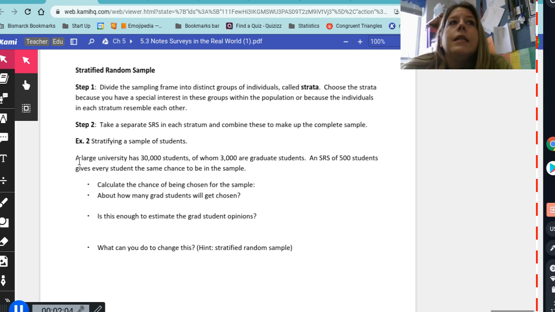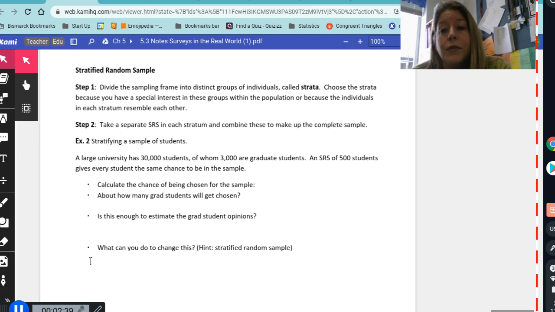50 isn't really a large enough number to get a good sense for a group's opinions or results. So we want to do more than 50. So how would we change that? We would break this group into 2 strata. We would do undergrad and graduate students separately. And then you could decide how many from each group. Maybe you wanted to do 500 from each group, 500 undergrads and 500 graduates.